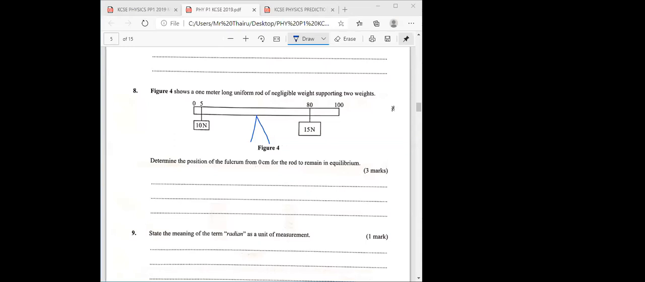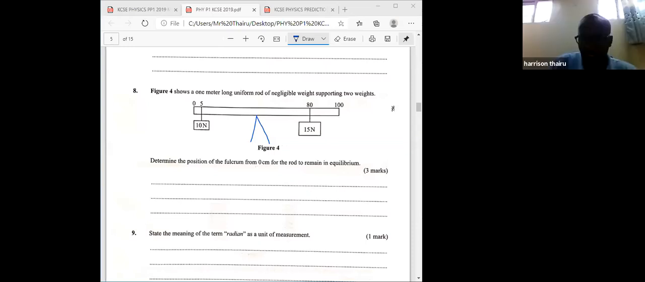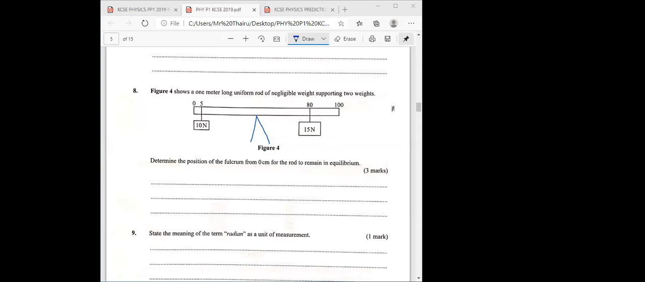50 centimeters. Are there other students getting 50 centimeters? Yes. Okay. Let's see how we can work it out.